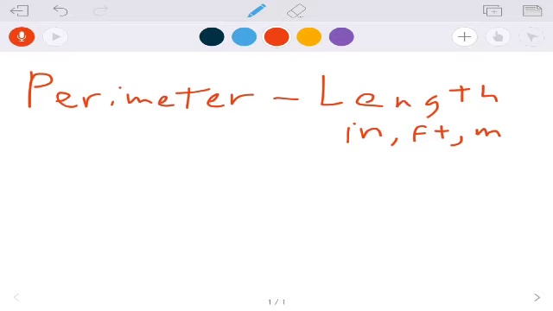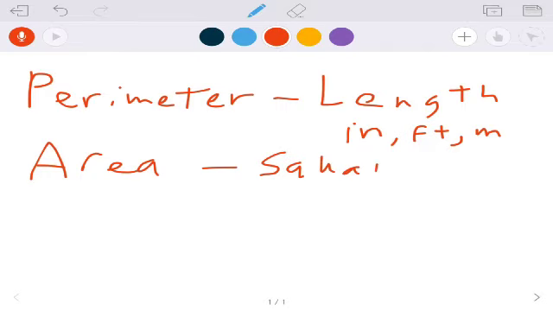When we're dealing with area, area is different in that we don't measure area in length. We don't say, oh, this has an area of 9 inches. We actually measure area by measuring squares. And so we're saying how many squares are inside of this shape. It's just to measure the space inside of a two-dimensional shape.